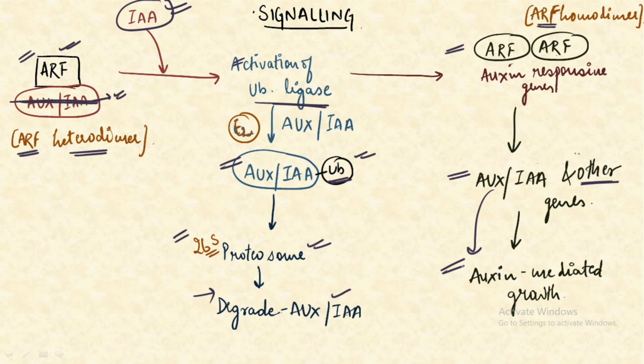So all you need to remember is the first point that there is the inhibitor, which is AUX/IAA. Then we have to remember that there occurs the 26S proteasomal ubiquitination pathway for the degradation of the inhibitor, and finally there occurs the formation of the ARF homodimer, and then there occurs the activation and the auxin mediated growth at last.